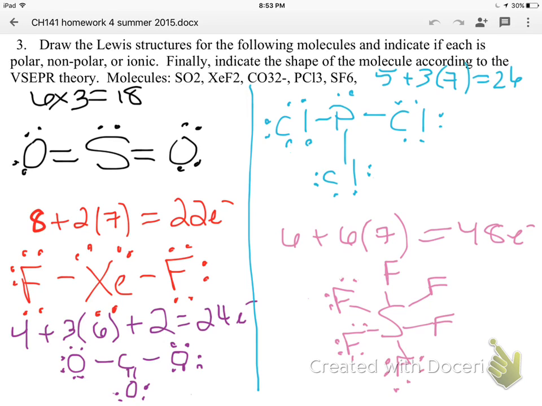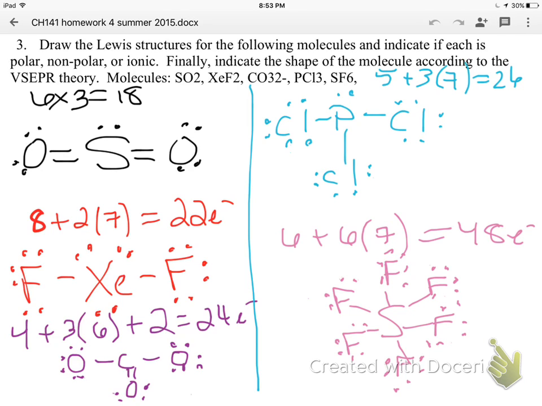Since there's 6 fluorine, if they all have 8 around them, we can figure out we have 6 times 8, which is all 48 electrons. So once we get them all filled in, we don't need to put any on the sulfur. It's already full, because right now it's got 12 electrons around it, which is the maximum we can have for an expanded octet. Okay.